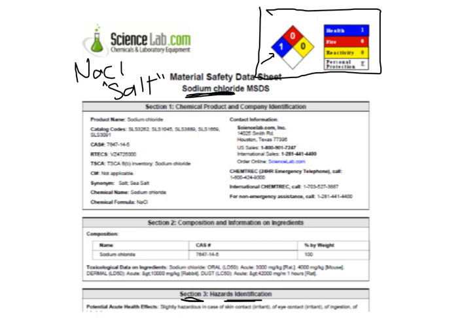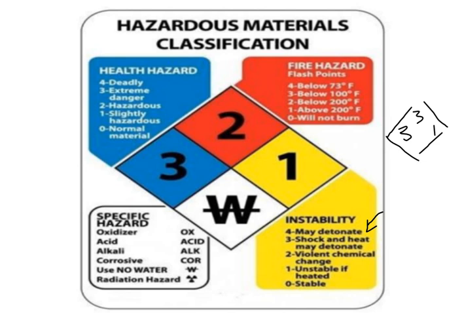Last thing, there's these symbols that go with the safety data sheets that basically break it up into numbers from 0 to 4, 4 different colors. Basically, if it's got a small number, it's safe. If it's got a bigger number, be more careful.